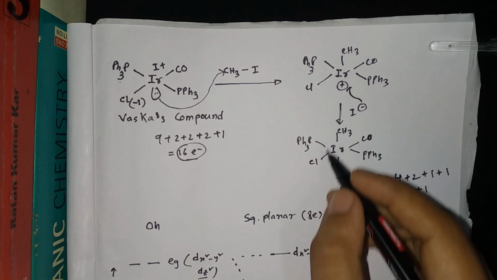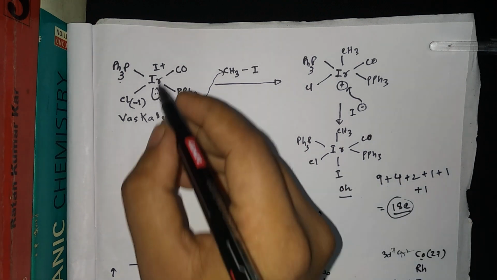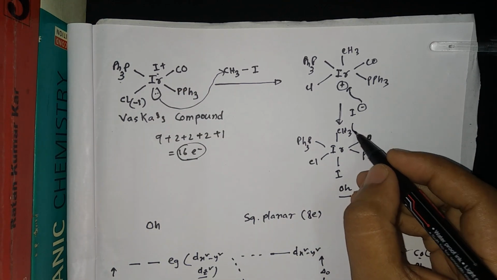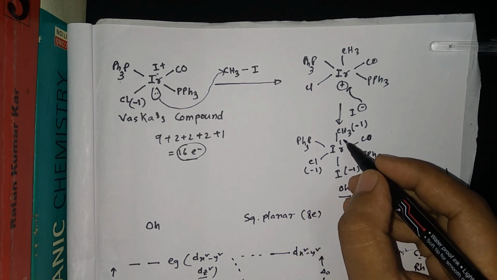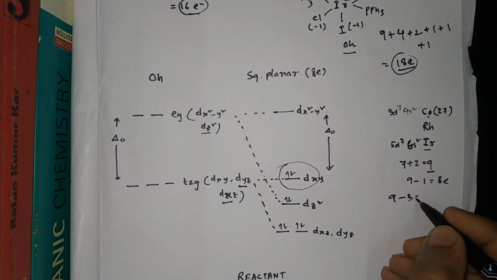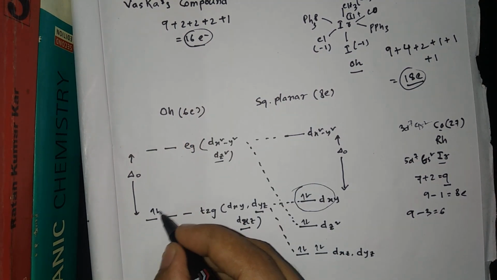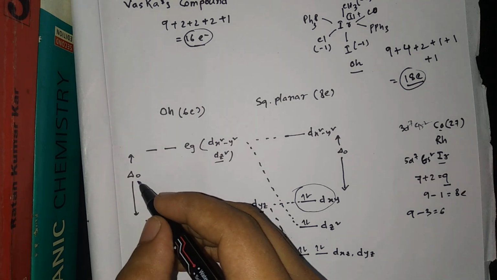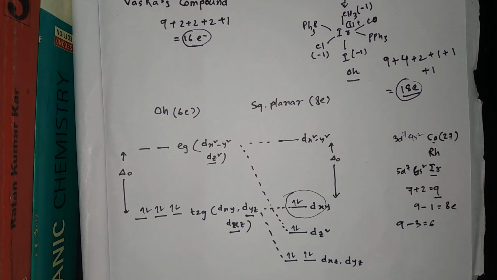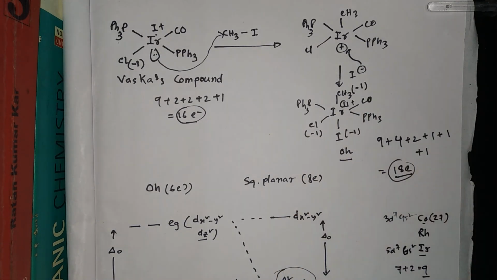This is an oxidative addition because the metal oxidation state increases from +1 to +3, since CH3 is -1, I is -1, and Cl is -1. Therefore the metal is in the +3 oxidation state. Plus 3 means how many electrons are there? 9 minus 3 equal to 6 electrons. So it is an octahedral complex with 6 electrons, and the electronic configuration will be like this. It is a low spin complex because of the very high delta O value for 5d complexes, which I discussed in my previous video. So this is the final product in our case.